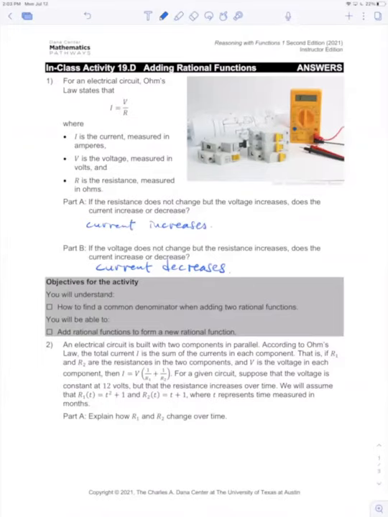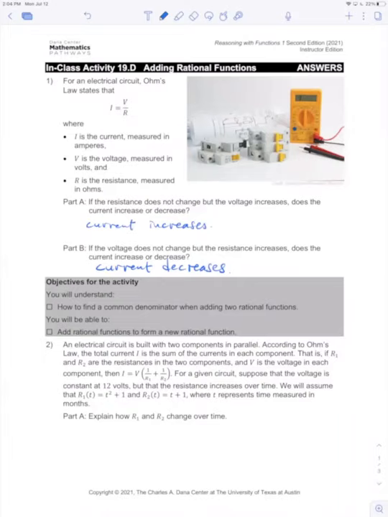2. An electrical circuit is built with two components in parallel. According to Ohm's law, the total current I is the sum of the currents in each component. That is, if R1 and R2 are the resistances in the two components, and V is the voltage in each component, then I equals V times 1 over R1 plus 1 over R2. For a given circuit, suppose that the voltage is constant at 12 volts, but that the resistance increases over time. We will assume that R1 of t equals t squared plus 1 and R2 of t equals t plus 1, where t represents time measured in months.